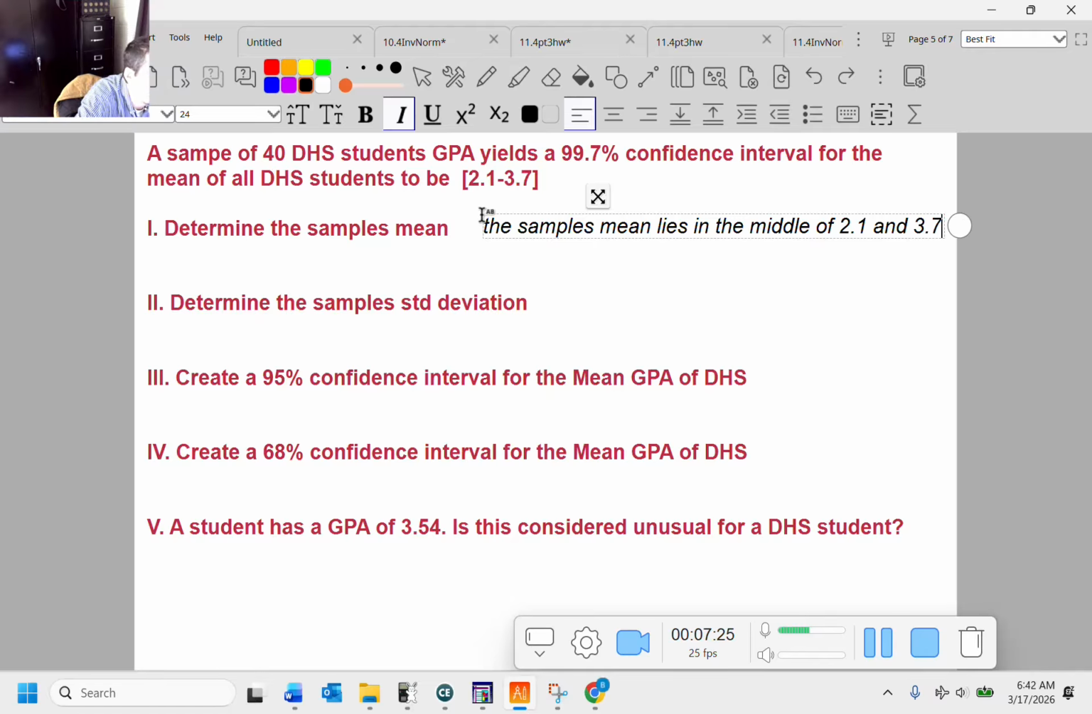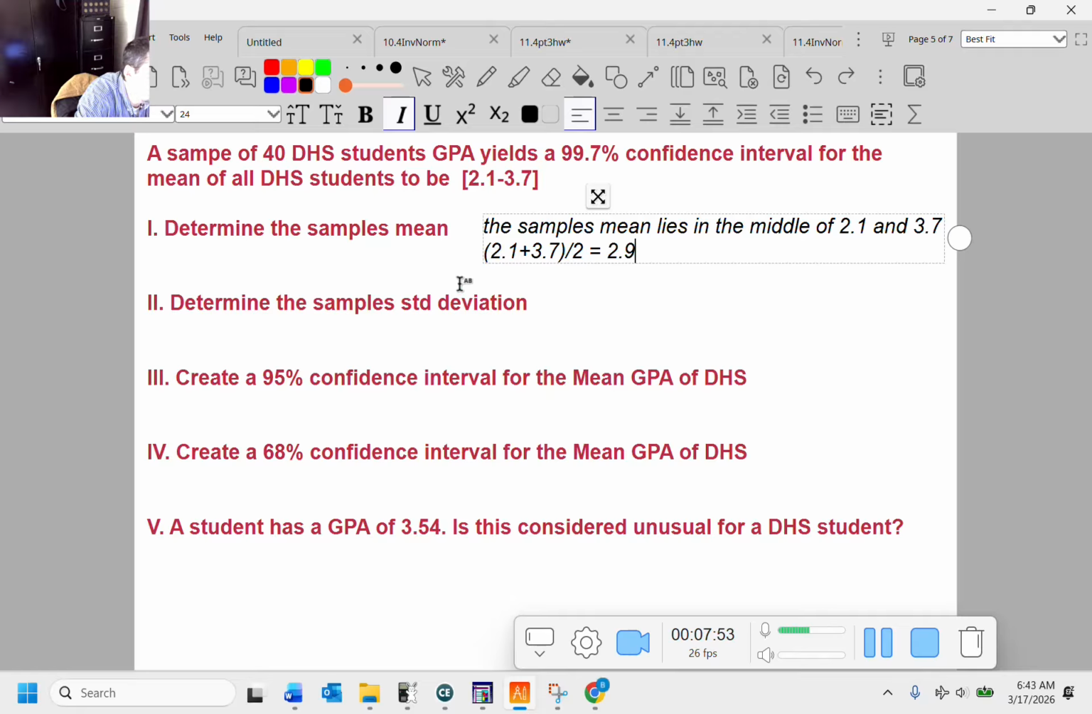That's how it works. So to find the middle of something, you add the two things together, and then you divide it by 2. That's all you do. It ain't rocket science. So what's that going to give me? 5.8, that we cut in half, 2.9. Seems legit.